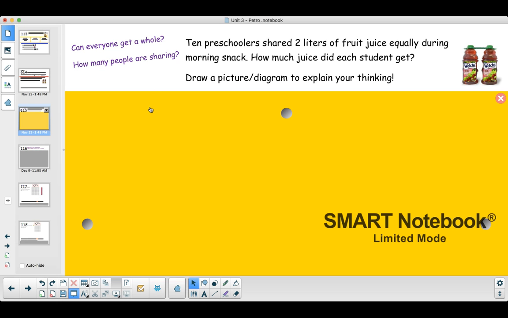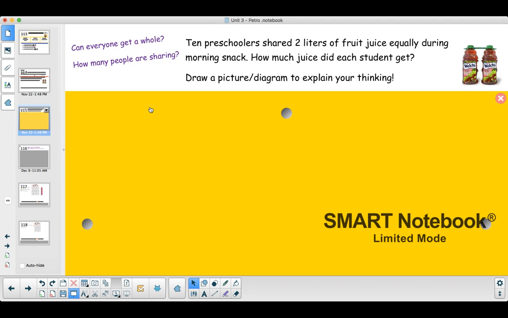Hello, friends. To begin our math lesson today, we are going to start with an equal sharing problem, a review from Monday. If you have a piece of paper and a pencil in front of you, I would like you to solve this. It says: 10 preschoolers shared 2 liters of fruit juice equally during morning snack. How much juice did each student get? Draw a picture and diagram to explain your thinking.